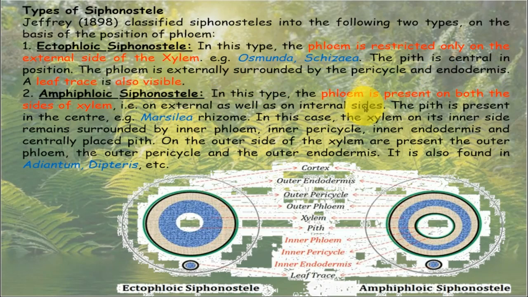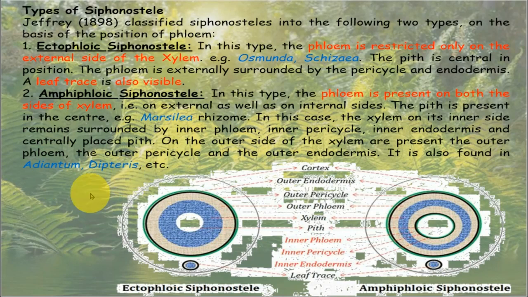In amphiphloic, phloem is present on both sides of xylem, external as well as internal. The pith is present in the center. Example: Marsilea rhizome. In this case, the xylem on its inner side is surrounded by inner phloem, inner pericycle, inner endodermis, and the centrally placed pith. On the outer side of the xylem are the outer phloem, outer pericycle, and outer endodermis. It is present in Adiantum, Dipteris, etc.